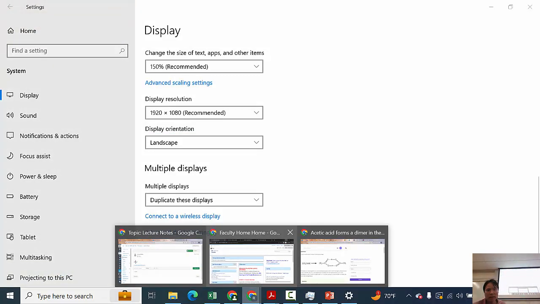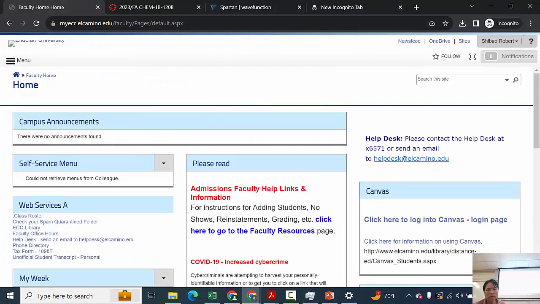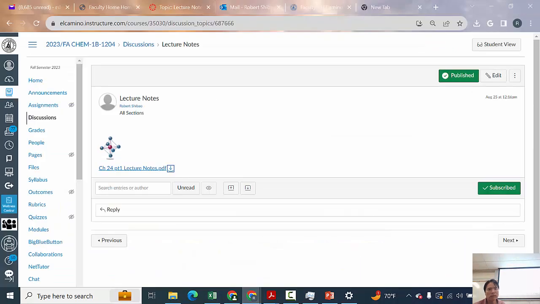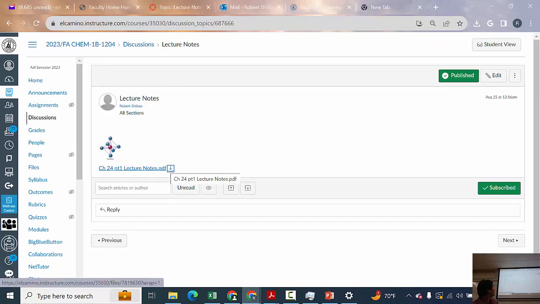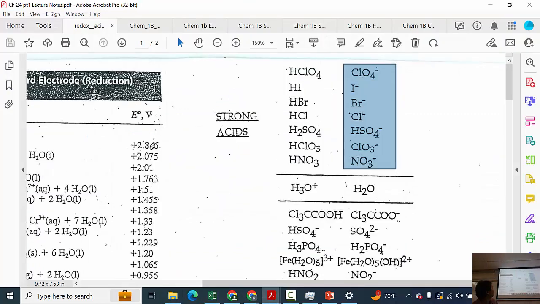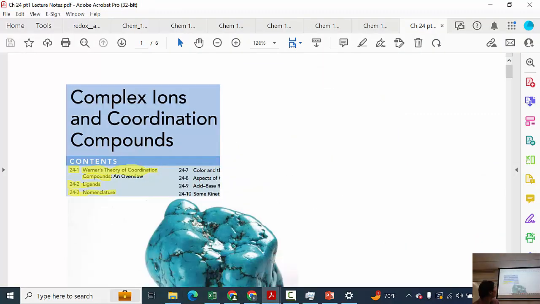All right, we'll look at reactions again next week. What I want to do here is, or actually tomorrow as well, take a look at chapter 24. I have these on Canvas, lecture notes, PDF. And so I downloaded that here.